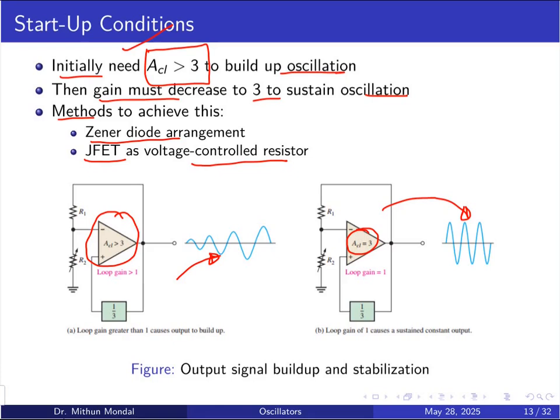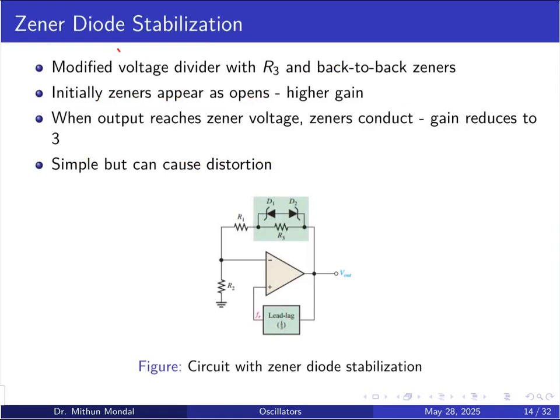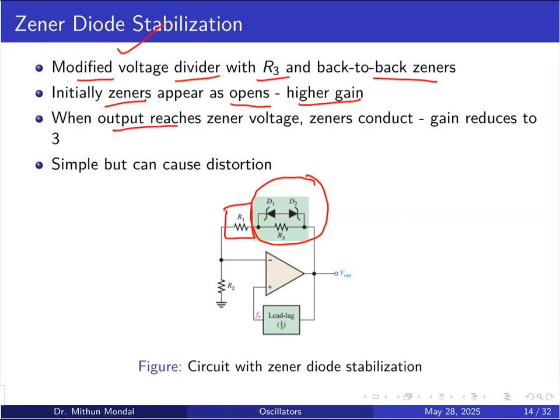So the output signal will build up and stabilization will be achieved. Zener diode stabilization is a modified voltage divider network with R3 and the feedback in the Zener. So here you can see this is the feedback part which is additionally included along with the resistor R1, and this Zener appears as open for higher gain. When the output is reaching the Zener voltage, the Zener will conduct and the gain will reduce to 3.